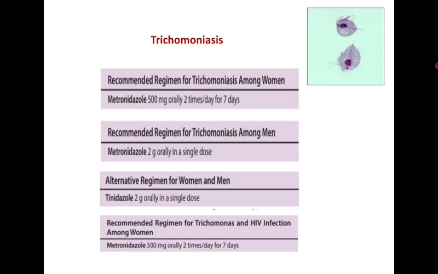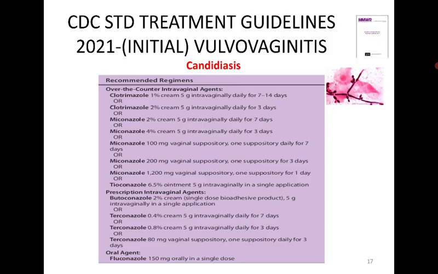Then trichomoniasis, the recommended regimen among women: metronidazole 500 mg BD for 7 days. Recommended regimen among men is metronidazole 2 gram orally as a single dose. Alternative regimen for women and men: tinidazole 2 gram oral single dose. Recommended regimen for trichomoniasis with HIV infection: metronidazole 500 mg BD for 7 days.